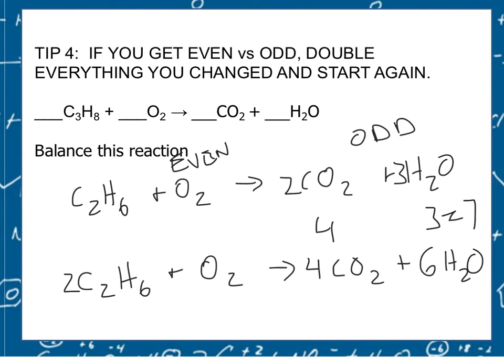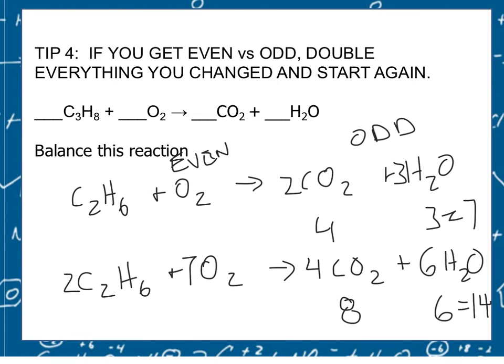Now let's see if it'll let me wrap this problem up with the oxygens. 4 times 2 is 8. 6 times 1 is 6. So that is 14 oxygens. What times 2 gives me 14? A 7. And now it's balanced.